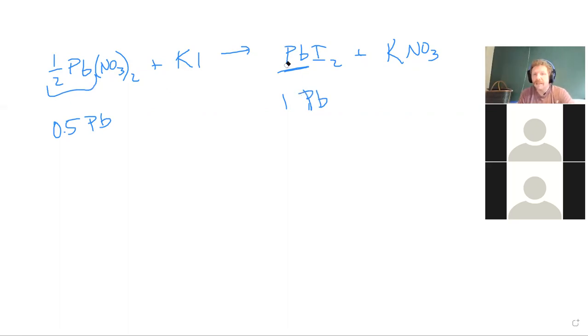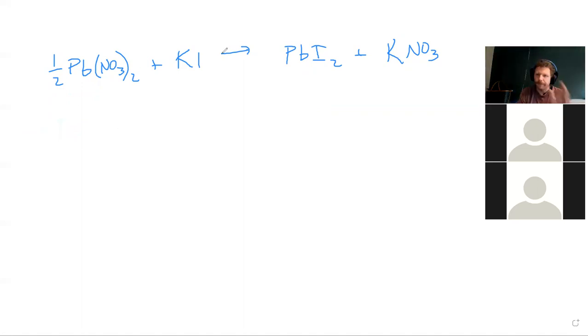So I would argue that as soon as you see that 1/2, you should think something's wrong, then dig a little bit deeper, and then you say, okay, my concerns were confirmed: it is not balanced because we have half Pb and we have 1 Pb on the product side. Does that make sense for everyone? Or does anyone have any questions about that?